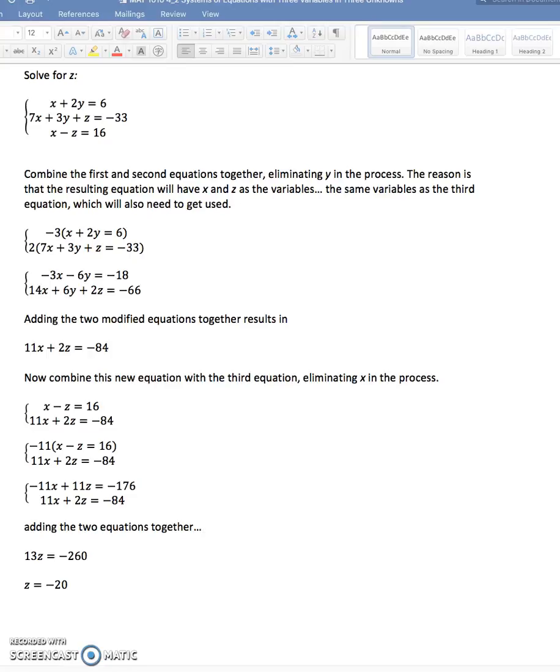Hi everyone. So this is actually a rewrite of a previous video because I actually had the wrong answer. So let's take a look at this. We're going to be solving three equations with three unknowns. We're going to solve for z.